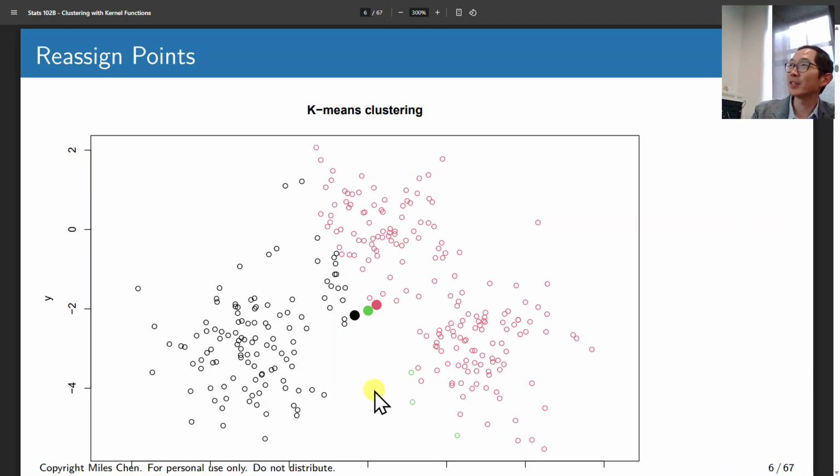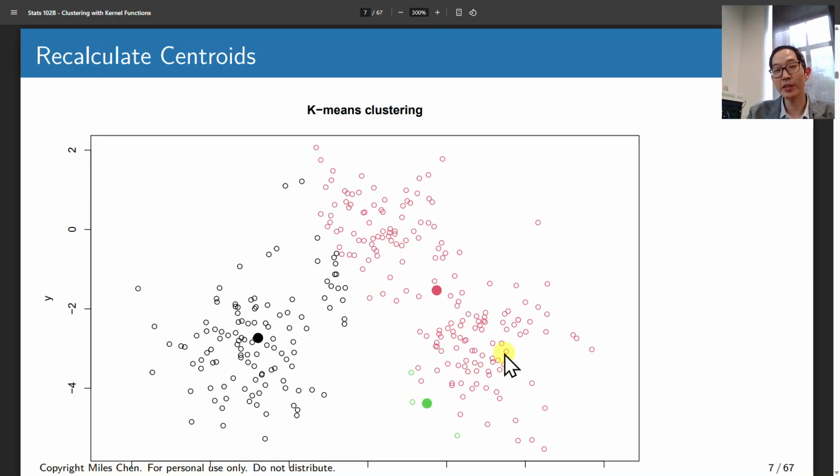Then we're going to say, okay, all the points currently assigned to black, calculate the centroid of them. All the points assigned to red, calculate the centroid. So probably the centroid of red is going to be somewhere up here. And for green, the centroid's probably going to be somewhere around here, or I guess right there. And so this is what we get.